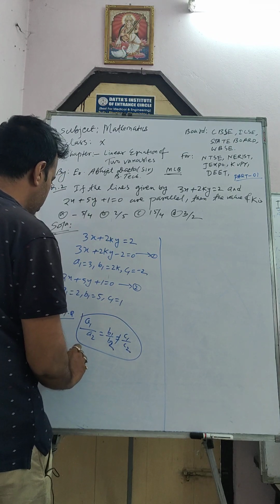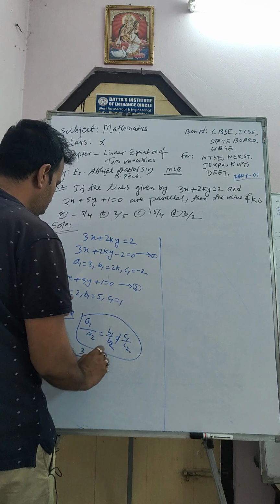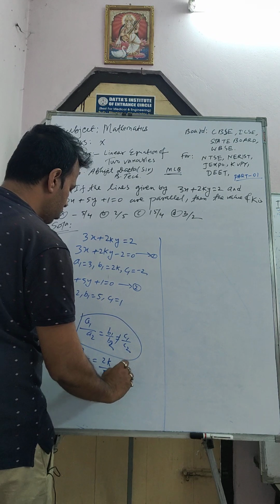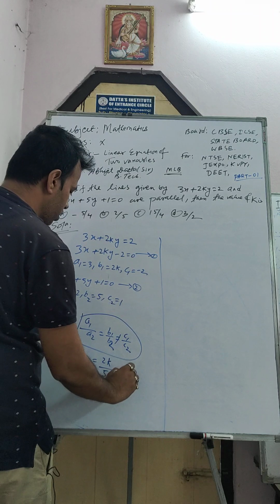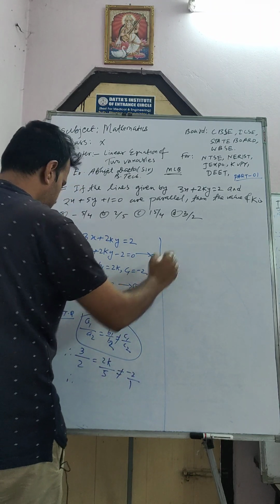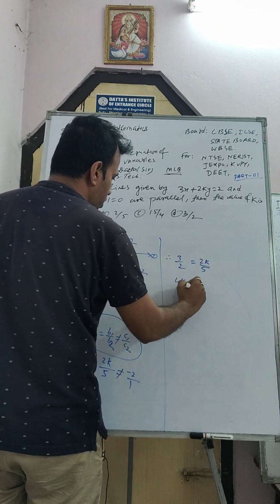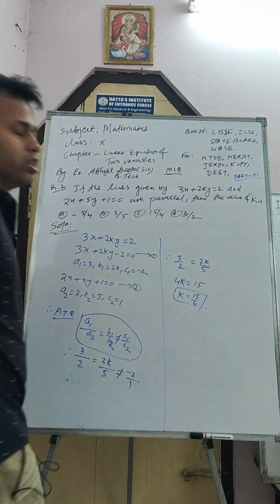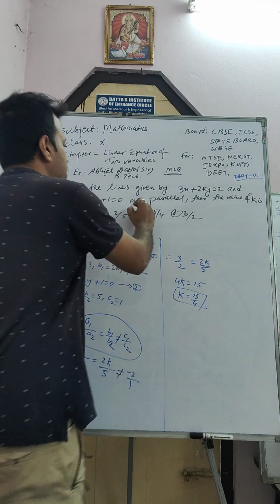If I put the values of all three ratios: a1 is 3 and a2 is 2, b1 is 2k and b2 is 5, not equal to c1 by c2, where c1 is minus 2 and c2 is 1. So therefore 3 by 2 equal to 2k by 5. So 4k equal to 15. So k will be 15 by 4. So which option is correct? Option C is the correct option here.